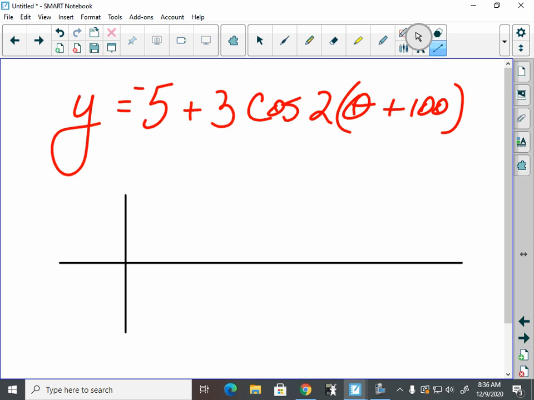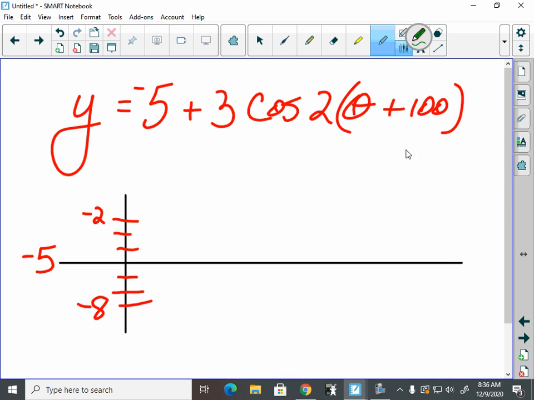Draw it. That's -5. Then I'm going to go up 3. 1, 2, 3. Well, that's at -2. Then I'm going to go down 3. 1, 2, 3. Well, that's at -8. Now, this line is going to be a big time issue. Let me show you why.